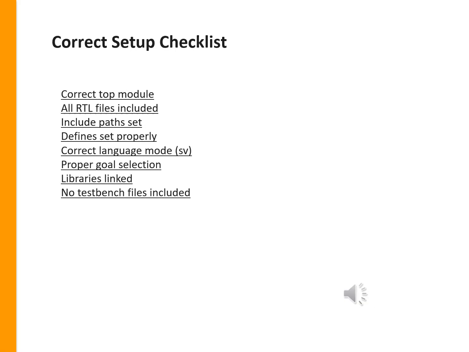This checklist summarizes the essential setup items that must be verified before searching for real design bugs, confirming the correct top module, inclusion of all RTL files, proper include paths and defines, correct SystemVerilog language mode, appropriate goal selection, linked libraries, and ensuring no testbench files are included so that the LINT tool analyzes the correct design and reports only meaningful violations. This structured approach simplifies complex designs and aligns the LINT setup with the overall RTL quality objectives.